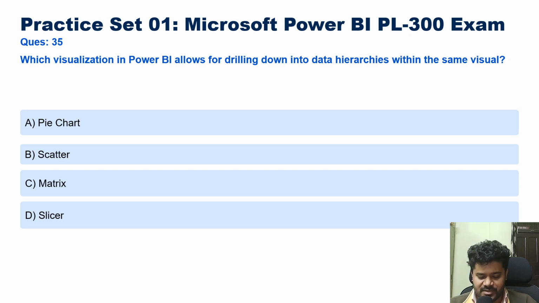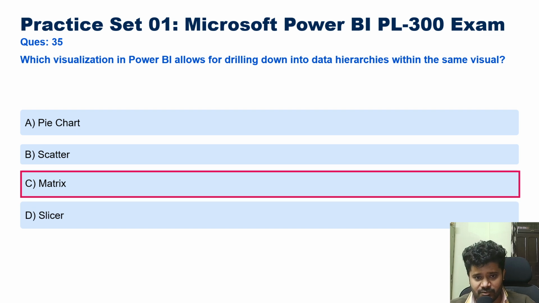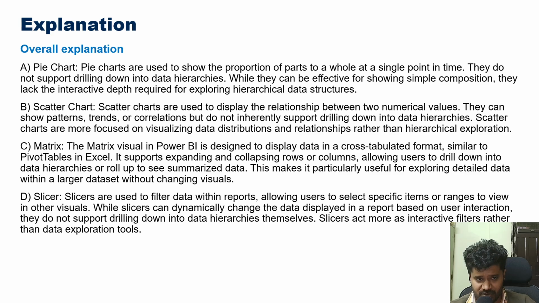So yeah, your time is up. Let's see what is the solution. It's option C, matrix visual. Basically, the matrix visual in Power BI allows for drilling down into data hierarchies. We'll also see this with the help of an example in Power BI Desktop of a sample report that I have. Let's jump and see the overall explanation for this question.